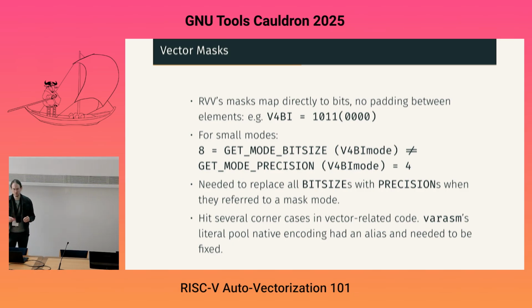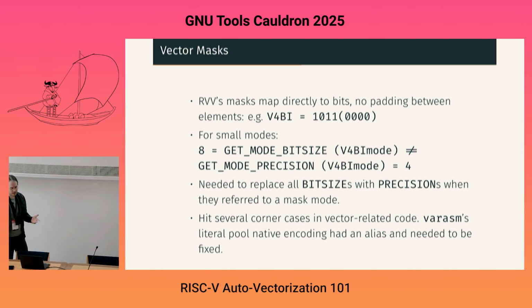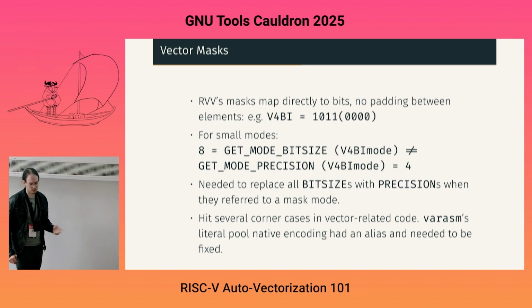We need to use get mode precision, which is 4 for this particular mask. And there were at least 10, 15, 20 cases that we needed to find. And as you can imagine, those also turned into subtle, nasty bugs when not found.